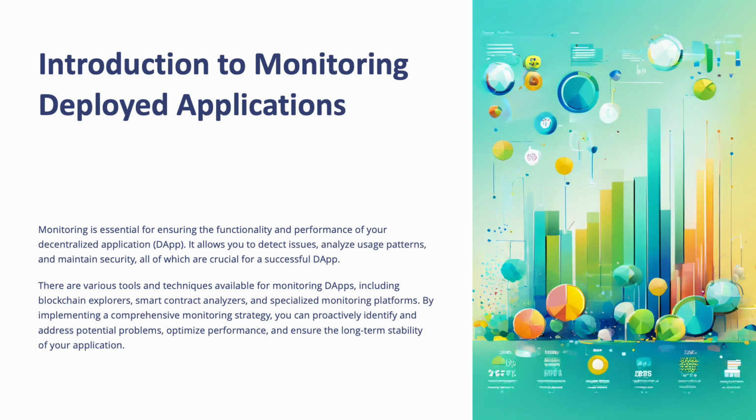Imagine you have just launched your DApp. You need to know if it's performing well, if users are experiencing issues, or if there are any security vulnerabilities. By setting up a proper monitoring system, you can catch problems early, analyze how your app is being used, and make improvements over time. This not only helps you maintain the app's functionality, but also keeps users happy and secure. We'll be looking at different tools and techniques that can help you monitor your DApp effectively.